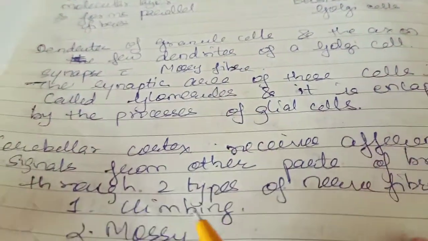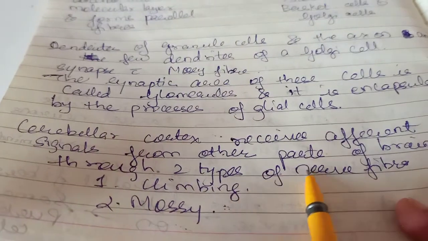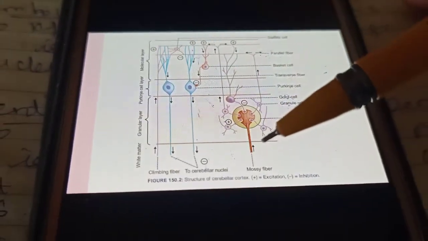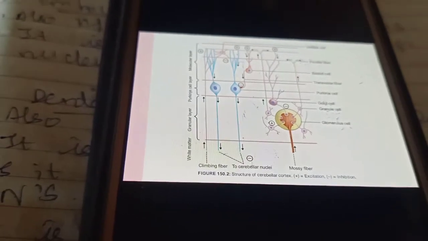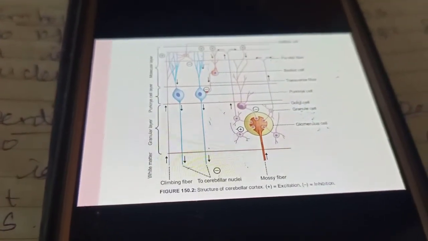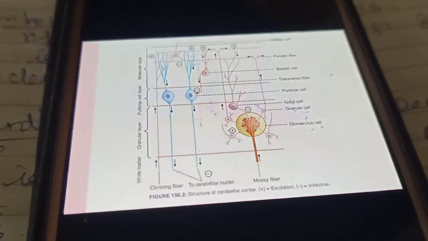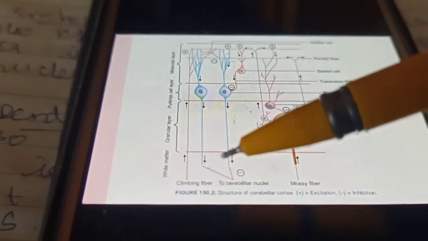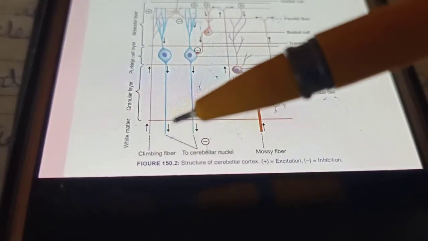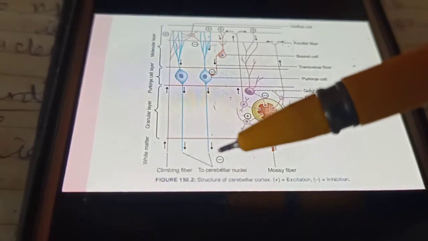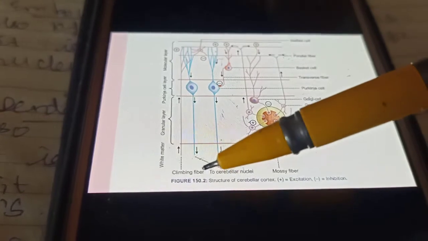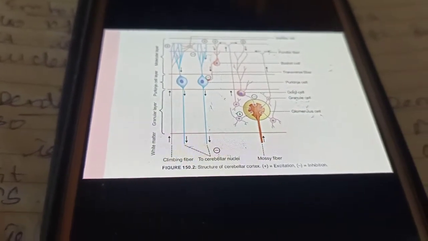The cerebellar cortex receives afferent signals from other parts of the brain through two types of nerve fibers, the climbing fibers and the mossy fibers. These afferent fibers come from other parts of the brain to the cerebellar cortex.